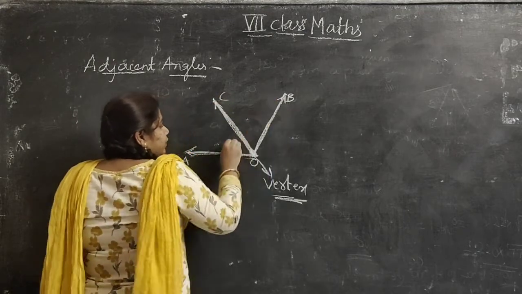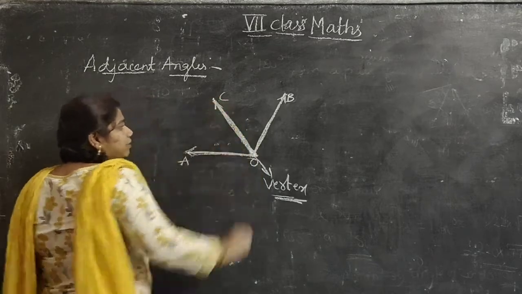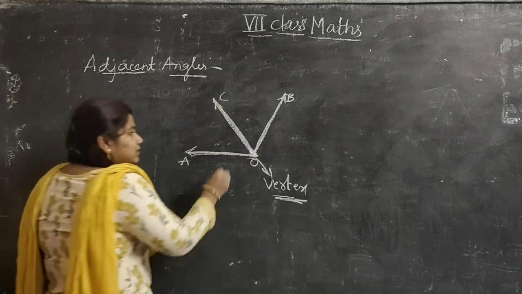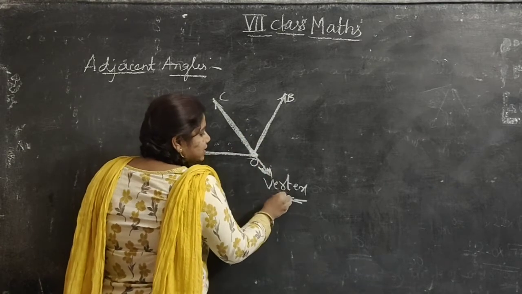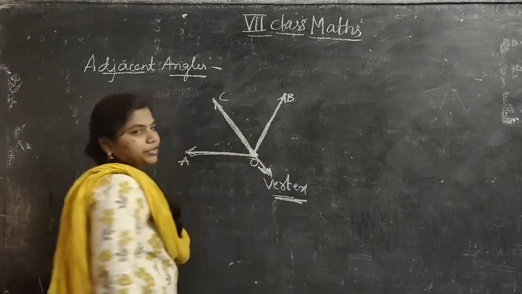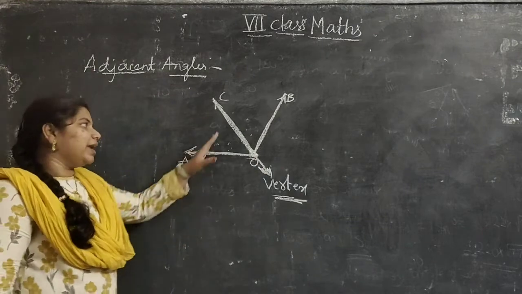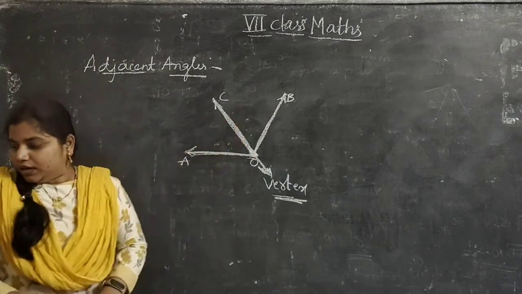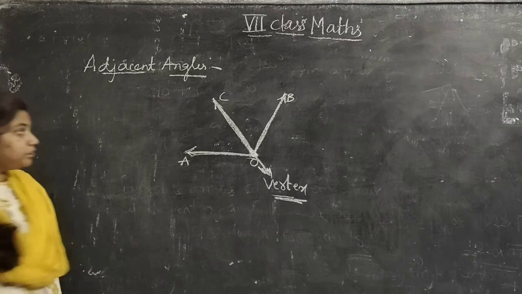For these two angles, we have a common point, which we will call the vertex. So it has a common arm and also a common vertex. These types of angles we will call adjacent angles. They are lying side by side. Okay, next, on this we will start our exercise.